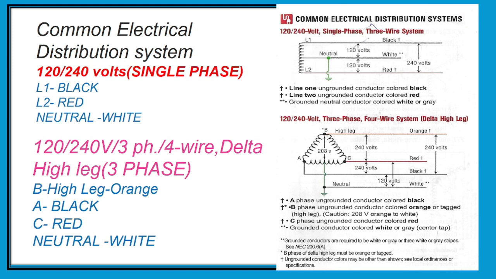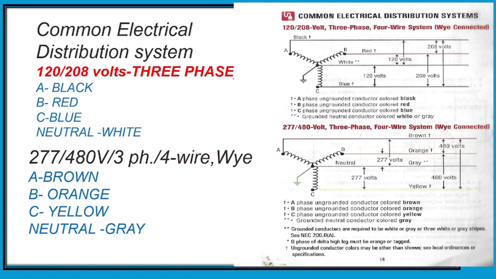And we have also 120/240 volts three-phase four-wire system, delta high leg. The next one is a 120/208 volts three-phase four-wire system, wye connected. The line 1 or A is black, line 2 is red, line 3 is blue, and neutral is white.